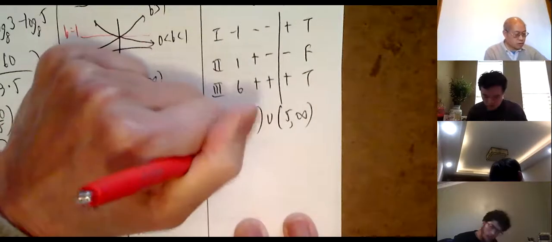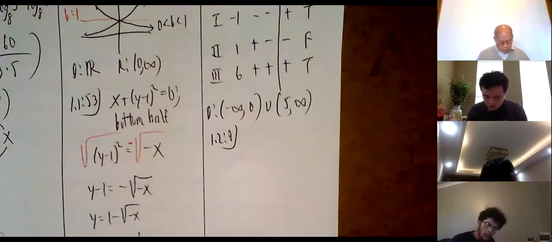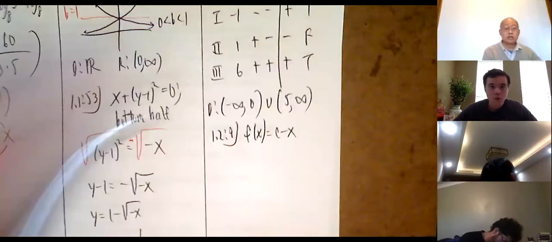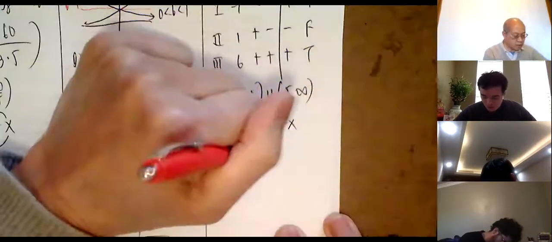Okay, 1.2, number 9. You have a family of functions, f of x equals c minus x. What do they have in common?